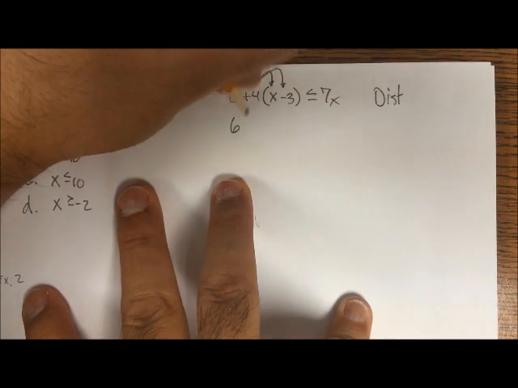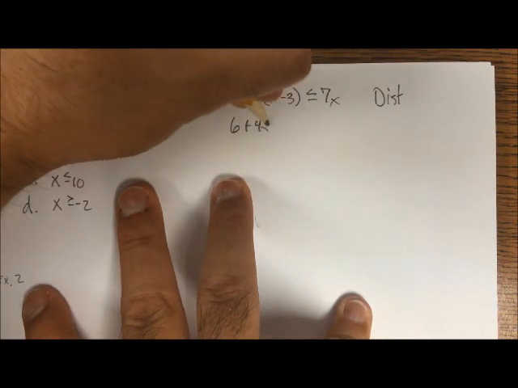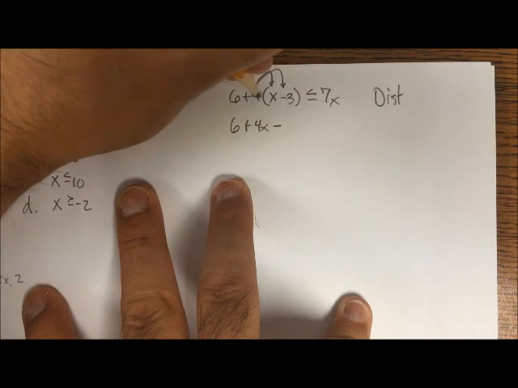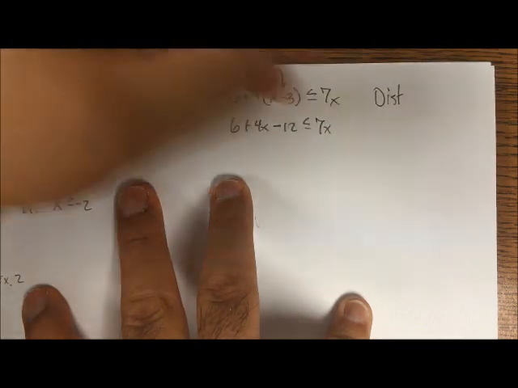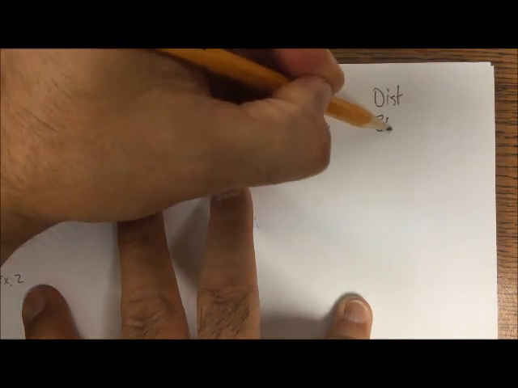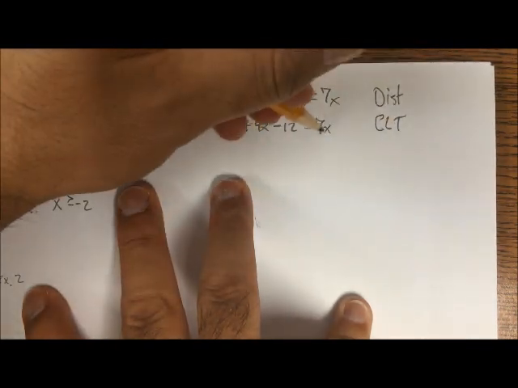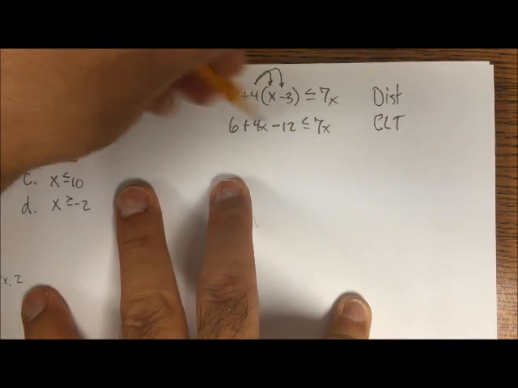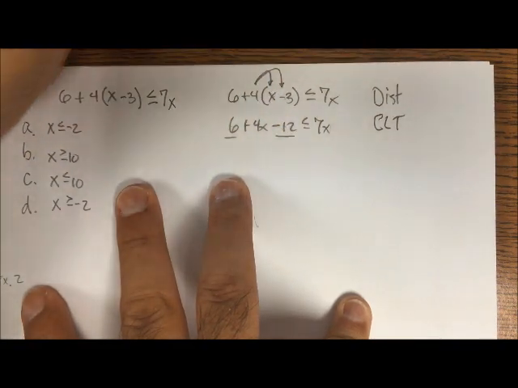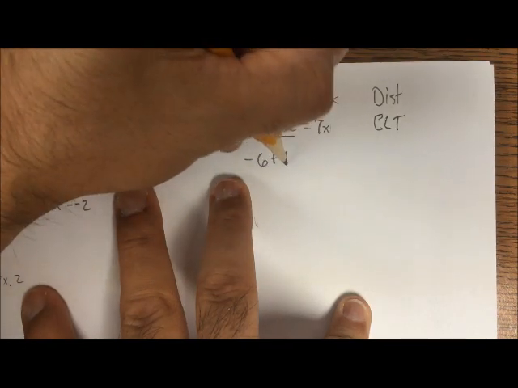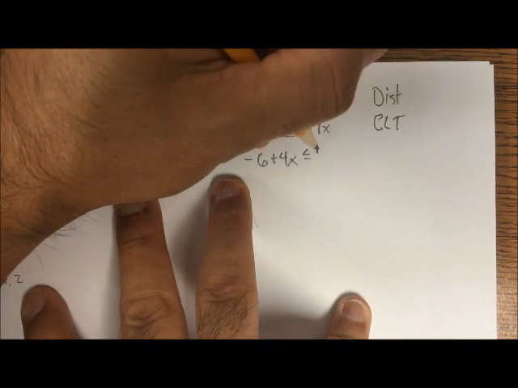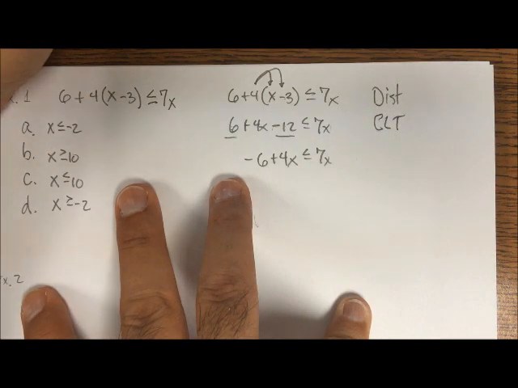So I'm just going to drop down the 6. 4 times x is 4x. Positive times negative is a negative. 4 times 3 is 12, less than or equal to 7x. Next step is always to collect like terms. There's nothing over here to collect. The only thing that's the same here is this 6 and this -12. 6 minus 12 is -6, plus 4x, less than or equal to 7x.